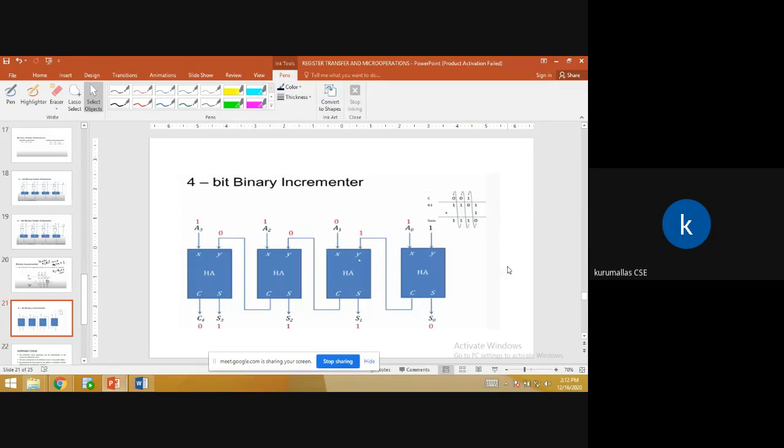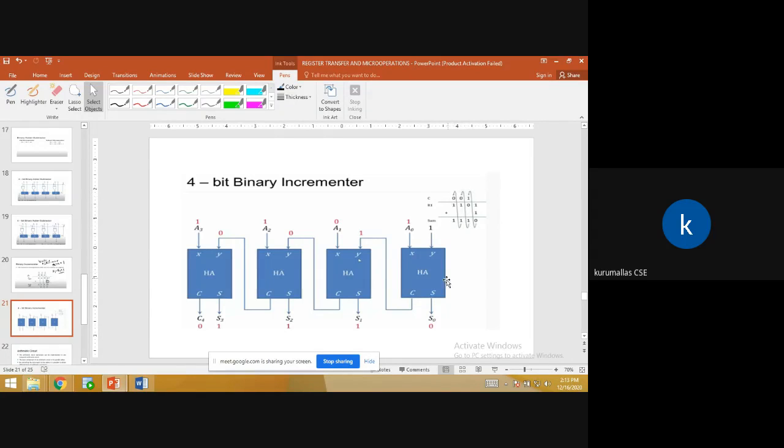Did you understand this one? Yes or no? 4-bit binary incrementer. Hello? Yes, sir. Okay, did you understand? So one more time I repeat this one. I am taking the R1 register information 1101. If you add 1 to this R1 register, 1 1 gives sum 0. Again the 1 is forwarded to the next binary digit, 1 0, again 1, and like this we are performing.